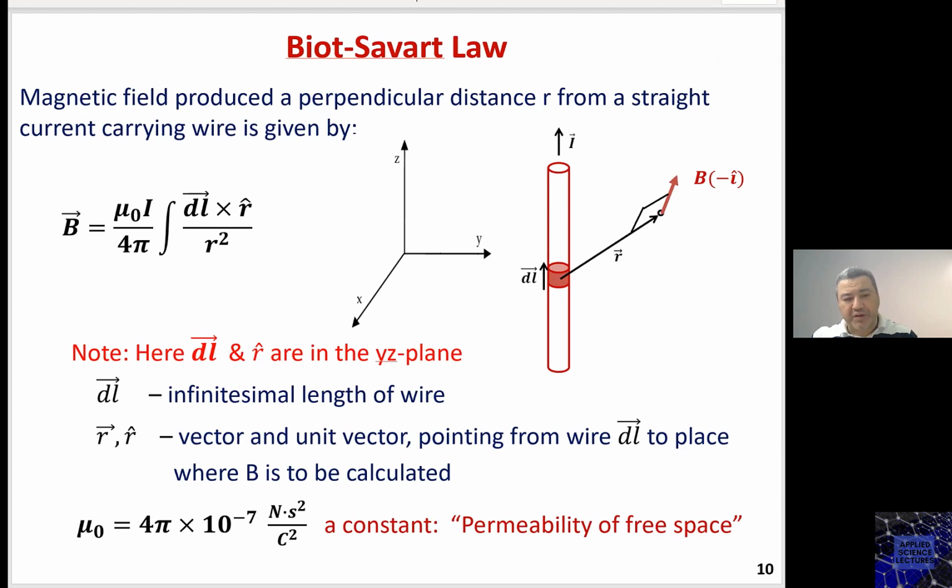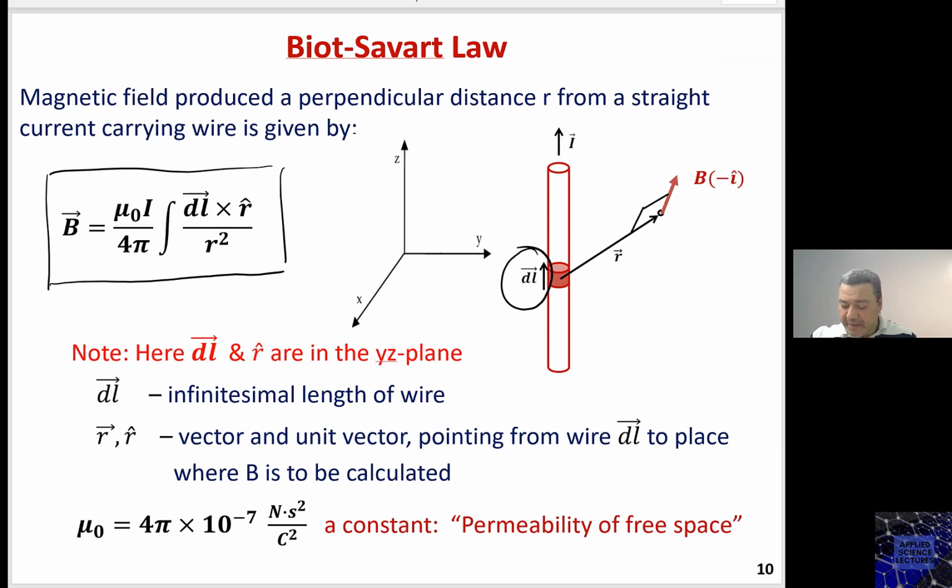If we put the expression for the magnetic field together, then we will find that the magnetic field is mu naught I divided by 4 pi, integration of dl vector cross r hat divided by r squared. So this is the expression for the Biot-Savart law that defines the magnetic field due to a current going into a wire. And this is the general case. This is the point of interest.